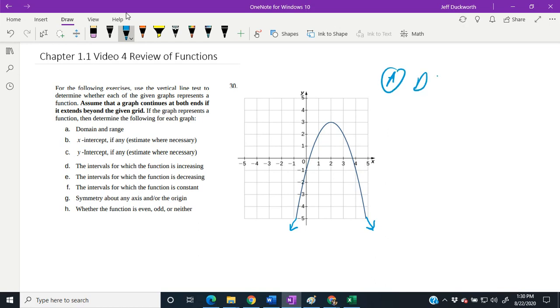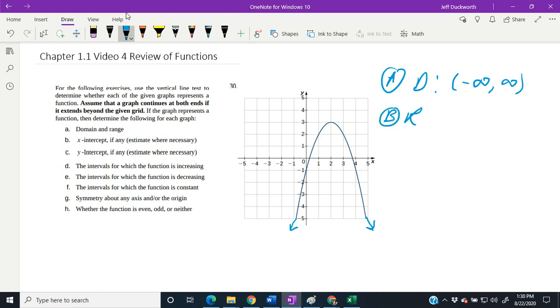our domain. Well, what x values can this take? Well, if this is going on forever in either direction, any x value is going to work. This is just a parabola, so there's no issue with that. So domain is all real numbers, or negative infinity to infinity as our interval.